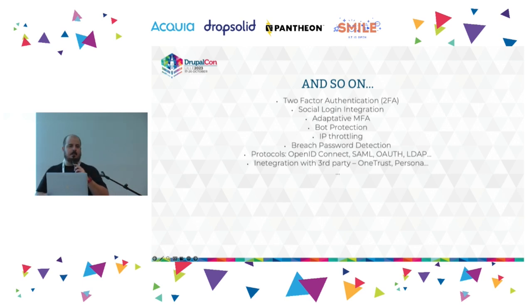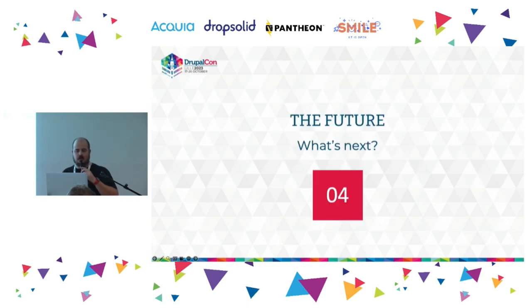You can use different protocols. We use mostly OpenID Connect because it's the most used protocol. Then you have OAuth, that's the second one. OAuth and OpenID are pretty similar. We have SAML, and we have LDAP also. You can also integrate it with OpenTrust and Persona, whatever. At the end, this is part of the authorization. If you want to validate the user with your CRM or any CRM, you can even synchronize.